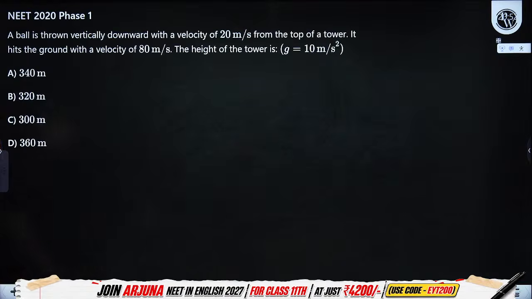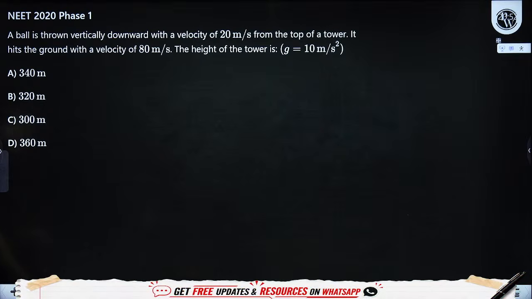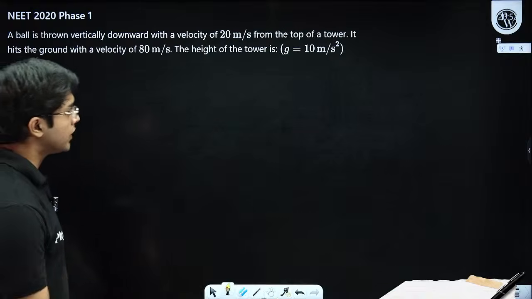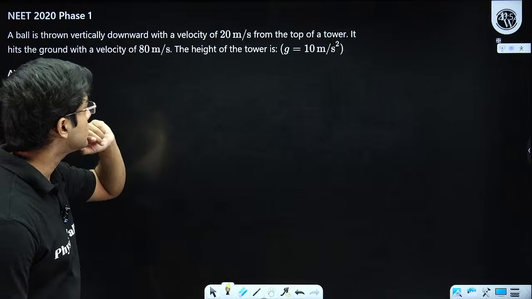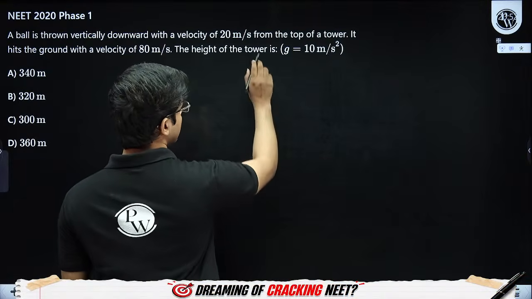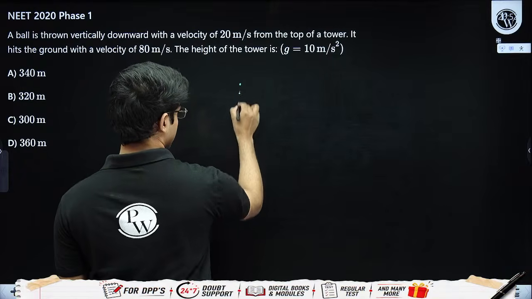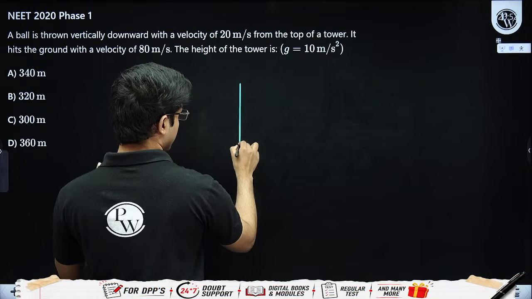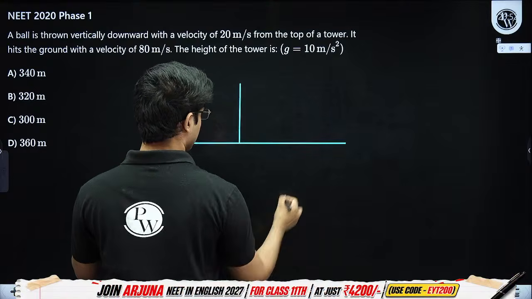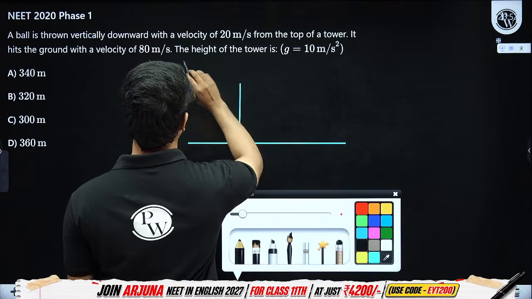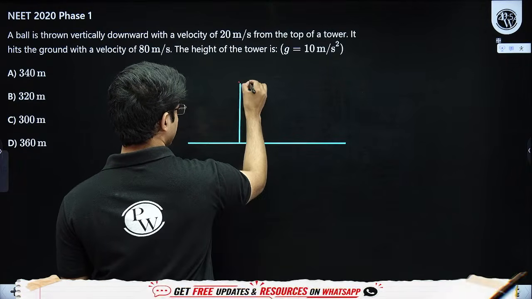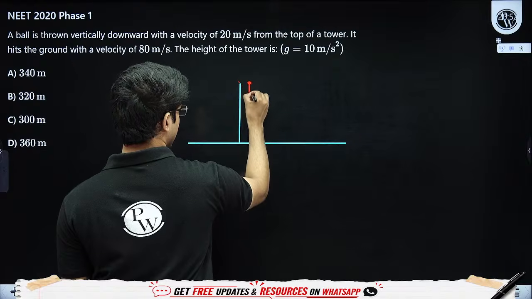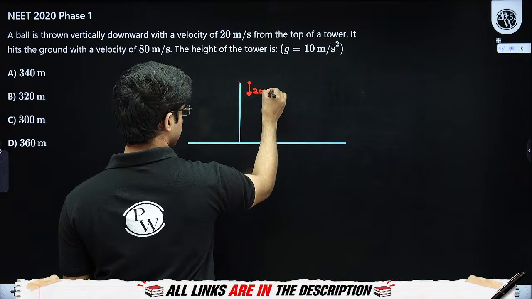Then this question, I'll give you some homework. This question also we can do. So here they are saying a ball is thrown vertically downward with a velocity of 20 meter per second from the top of a tower. So there is a tower, there is a ground. From the top of the tower, a body is thrown with 20 meter per second downward.